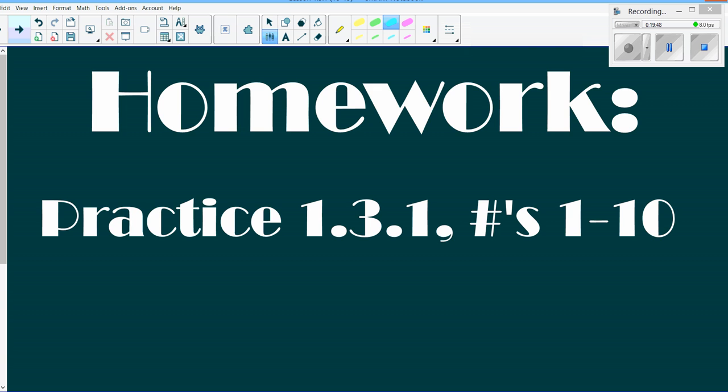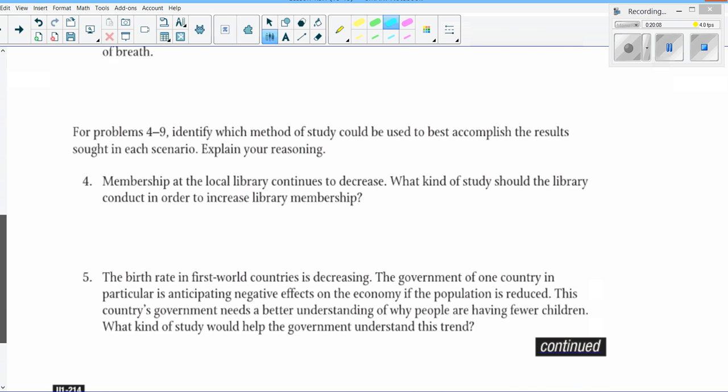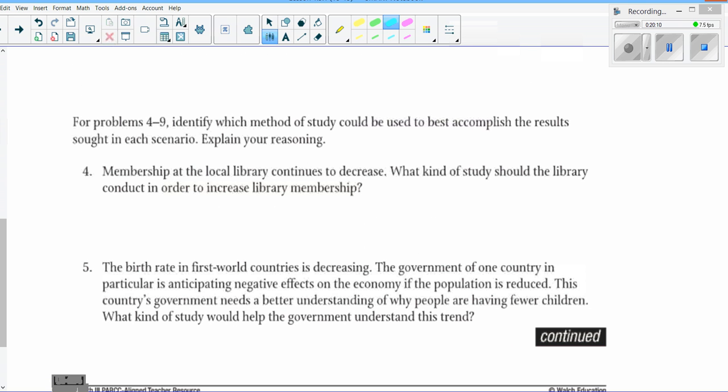In your homework, which is page 131, you're going to do numbers 1 through 10, and in them you are going to explain your reasoning on whether it's a sample survey, an experiment, or an observational study. Just like the notes. And then 4 through 9, you're going to identify which method could be used to accomplish the results given that situation. In some cases, you have to read into a little bit what they're saying, but in some cases, you want to be very careful that you don't read too much into what they're saying, and that you're reading exactly what they say. But we'll talk about it.